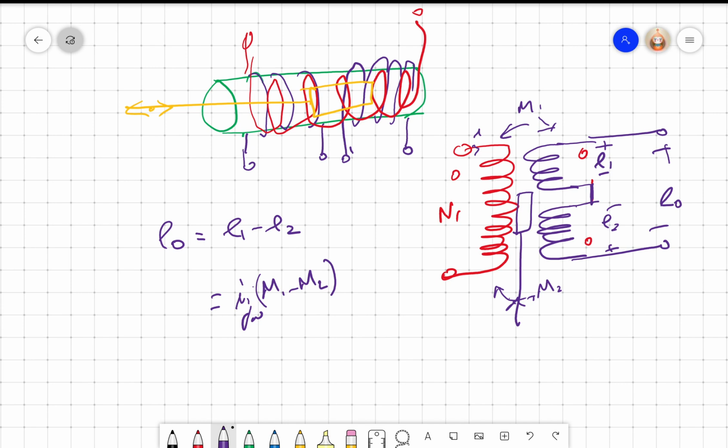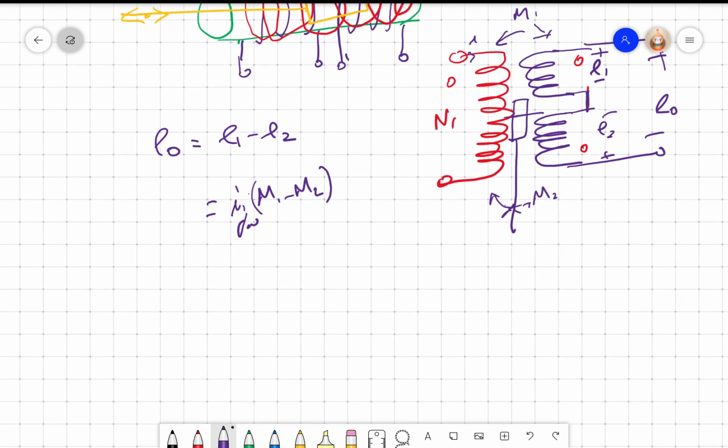So if I have this exactly at the center, M1, if I look at this, this is X, this is M, I will have M1 increasing and M2 decreasing, right?